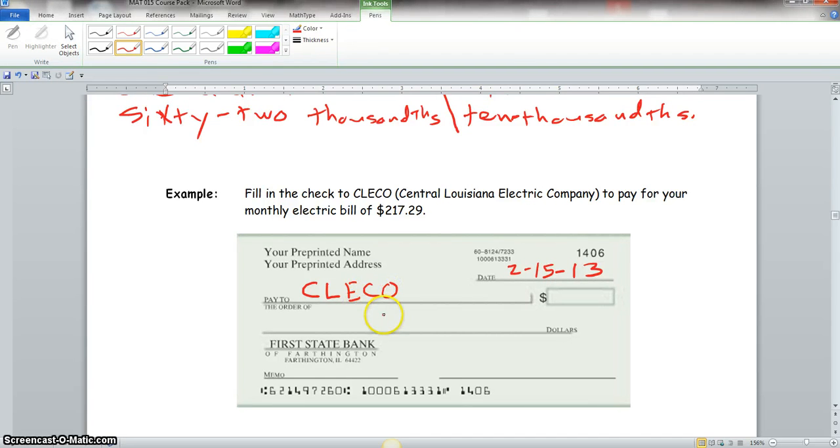Take AT&T, for example. That's not AT&T's full name. That's an abbreviation because AT&T stands for American Telephone and Telegraph. But most people will write AT&T. So we could write CLECO. We'll write our 217.29. And then here we will write 217, and then we could write the 29 over 100. And then for the memo, we could say electric bill.